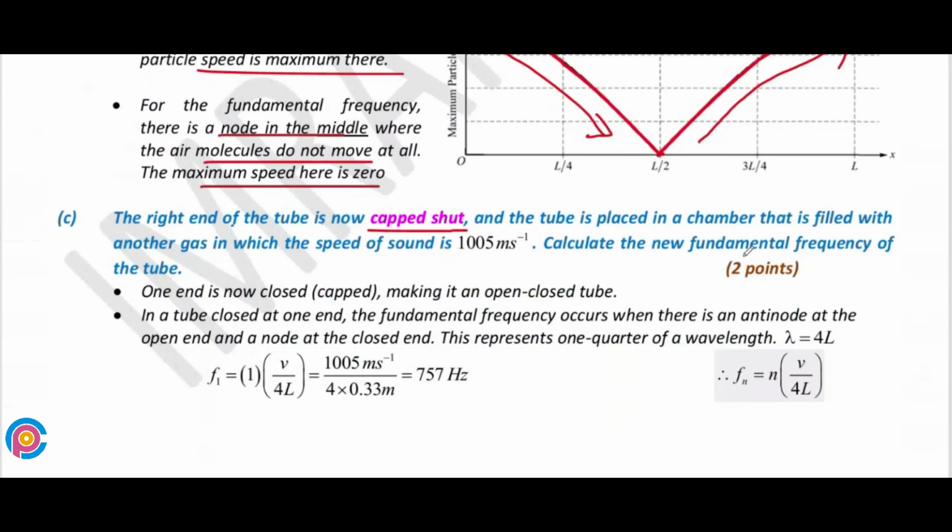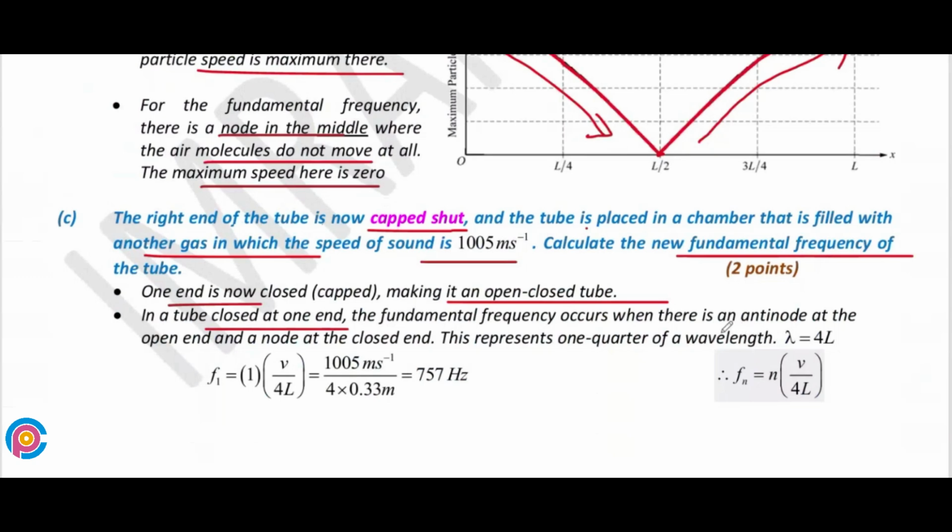Now the right end of the tube is capped, so one end is closed, and the tube is placed in a chamber filled with another gas in which the speed of sound is 1005 meters per second. Calculate the new fundamental frequency. Now one end is closed, making it a tube open at one end.